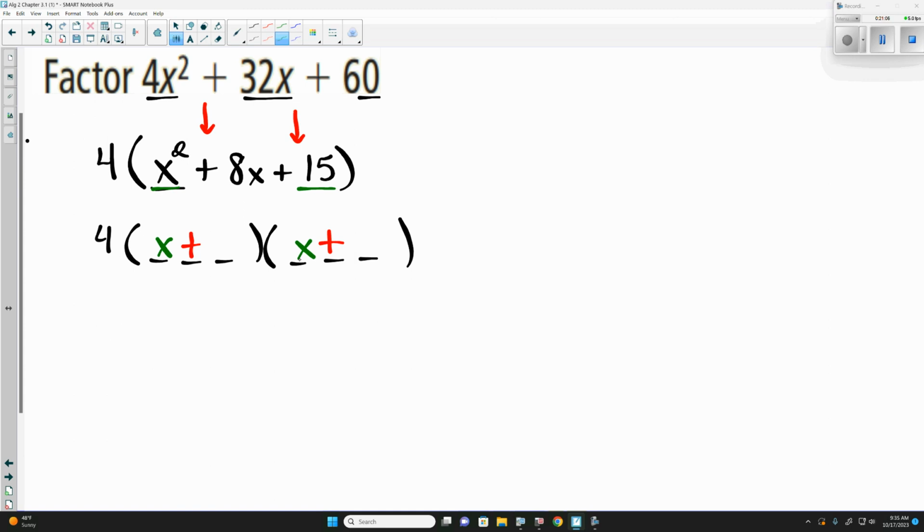And whenever there's only one, I just plug it in. I put it wherever it's at. Since it's in the first spot, they're going to go in the first. And there's not a number in front of it other than 1, so we don't have to include it. Factors of 15.